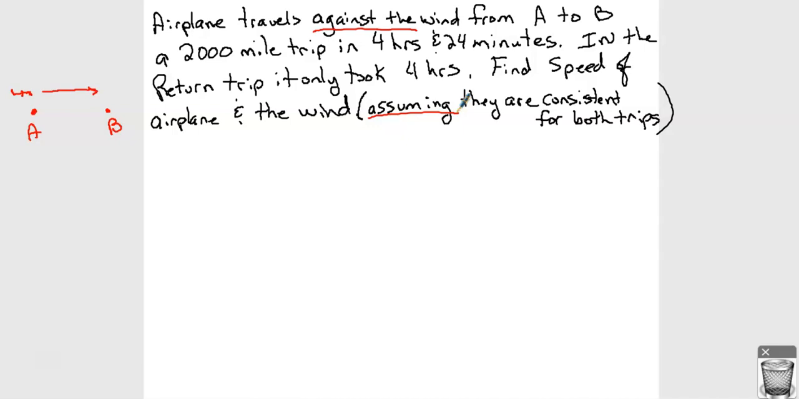My ultimate goal is to find the speed of the airplane and the speed of the wind. We're going to set up two equations, and then we're going to solve the system of equations. The first thing, I talked about the wind speed. Let's say the rate means speed, so the rate of the airplane is R1. I'm just going to call this airplane speed.